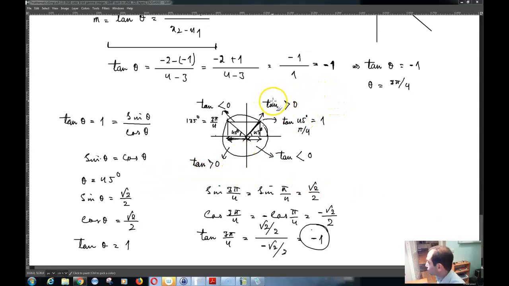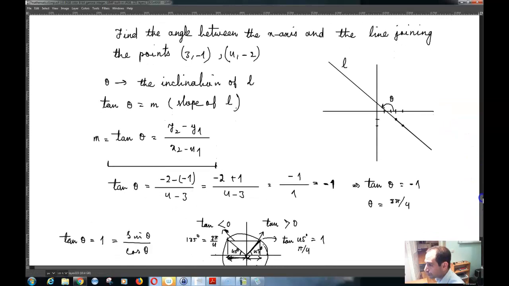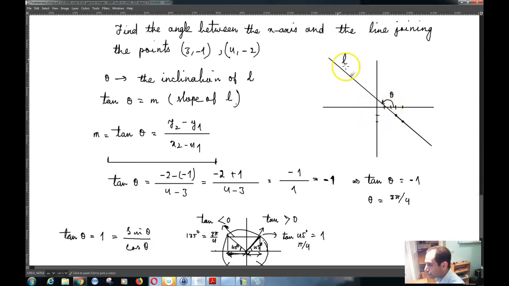So now what we were looking for, the angle between the x-axis and the line joining these points is going to be exactly 3 pi by 4, as you can see over here as well, between the x-axis and the line joining the points.